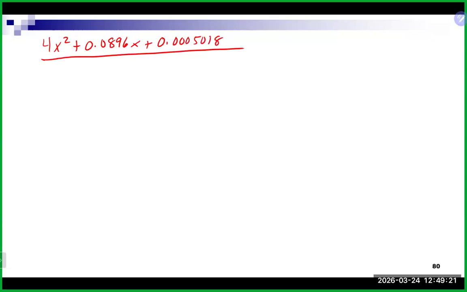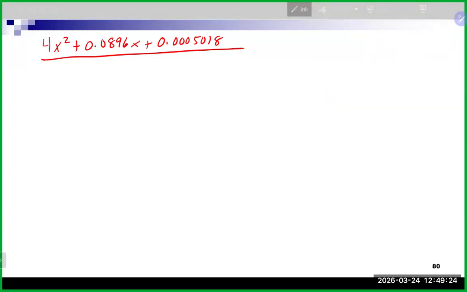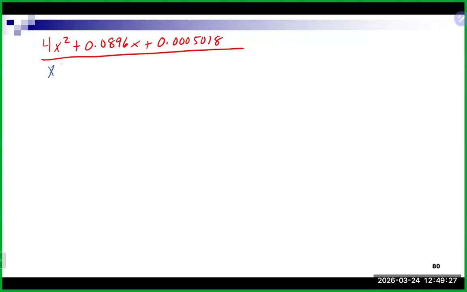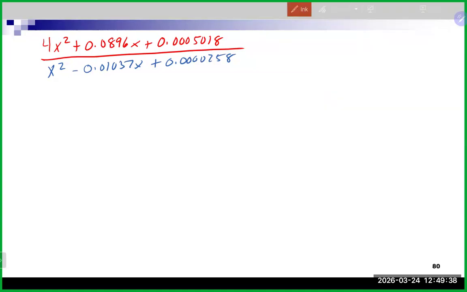Up on top, I'll go back to red, got to keep the same colors. Up on top, we had 4x squared plus 0.0896x plus 0.000518 divided by, on the bottom in blue, x squared minus 0.010337x plus 0.000258. And that still is going to equal our 54.3 on the other side.